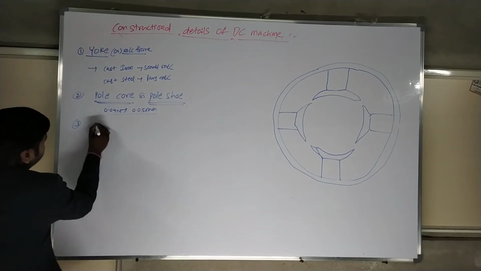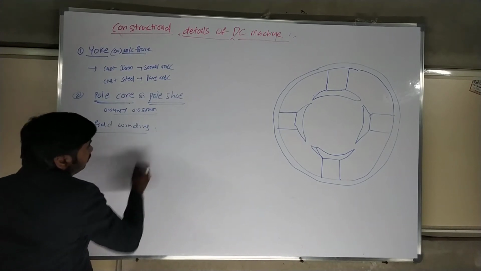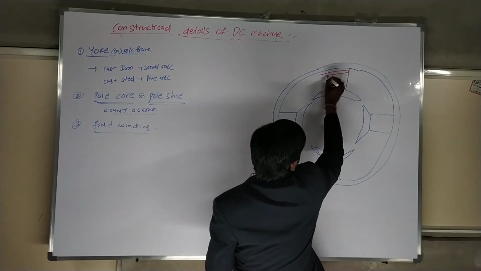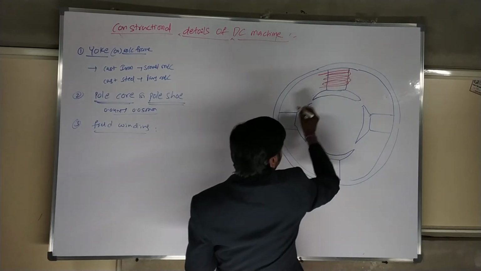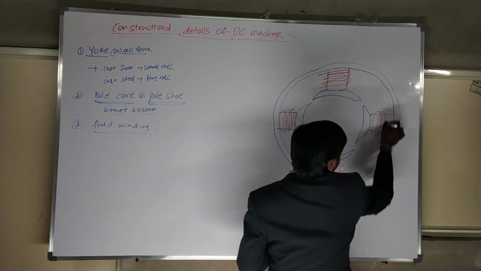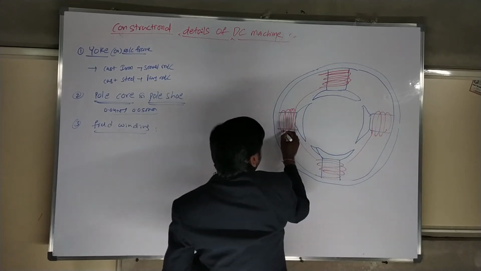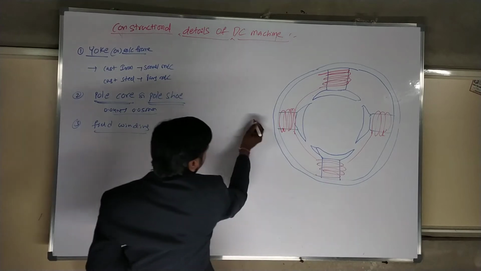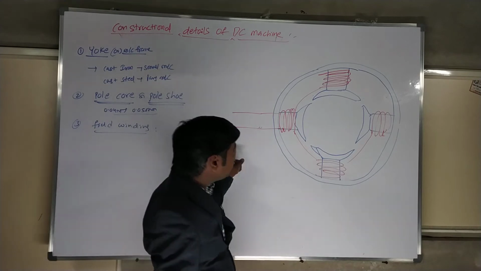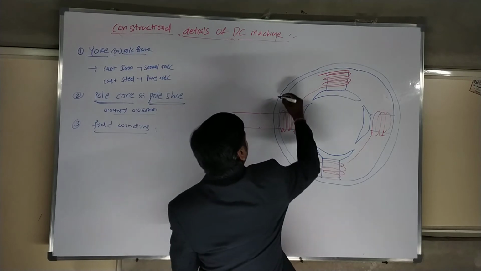Next, the third part, the field winding. This is very important. The field winding is placed on the pole core. This is the field winding. The winding takes place, and there is an interconnection between the coils. After this, terminals come out. Let us say only two terminals come out, and all the rest are interconnected inside. So the field winding is accommodated on a pole core. This is the yoke.